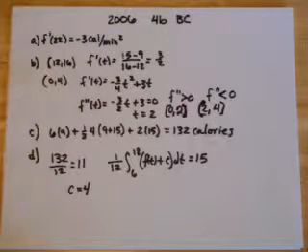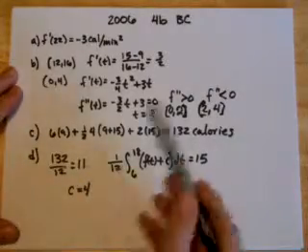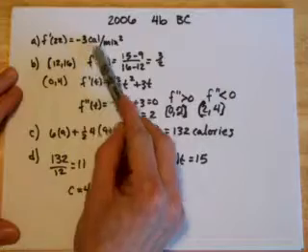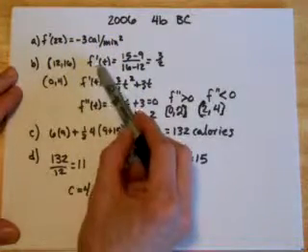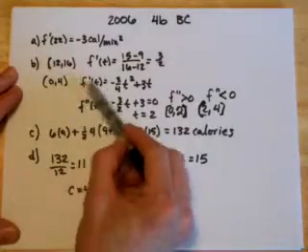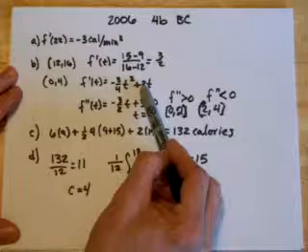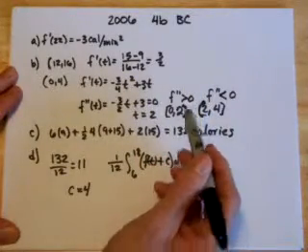Points for this one. A, 1 point, -3 calories per minute squared. You need the units. B, 1 point for f prime of t from 0 to 4, which is right here. Needs to be that. And you need to show that f prime has a maximum at t equals 2.